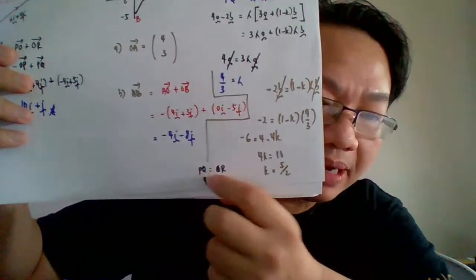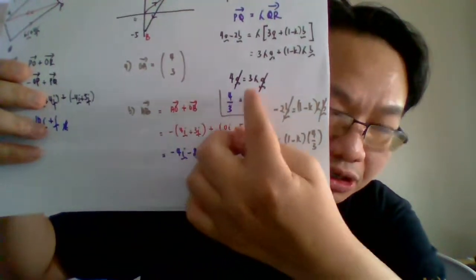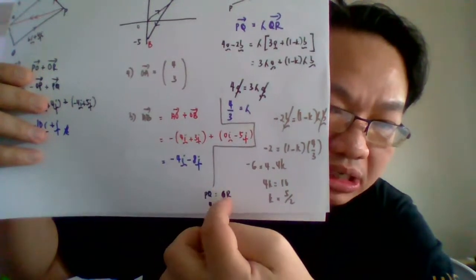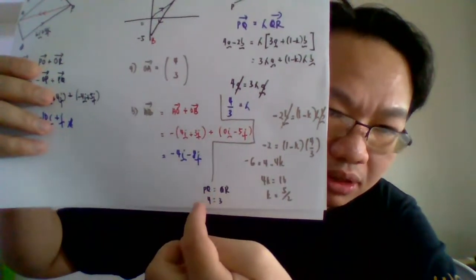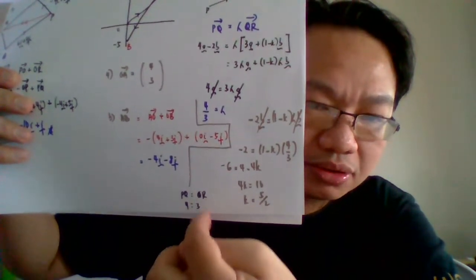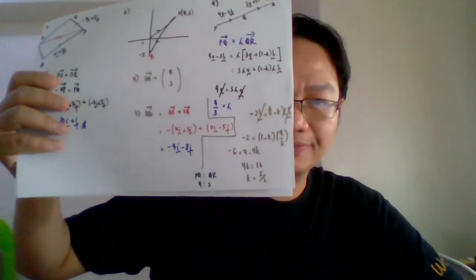Okay, so PQ ratio to QR equals 4 ratio to 3. That means 4 over 3. The 4 over 3 that we obtain here, your lambda represents the ratio, right? The ratio PQ to QR, 4 on top and 3 on the bottom, we put in the second value. Okay, that's how we solve the problem.